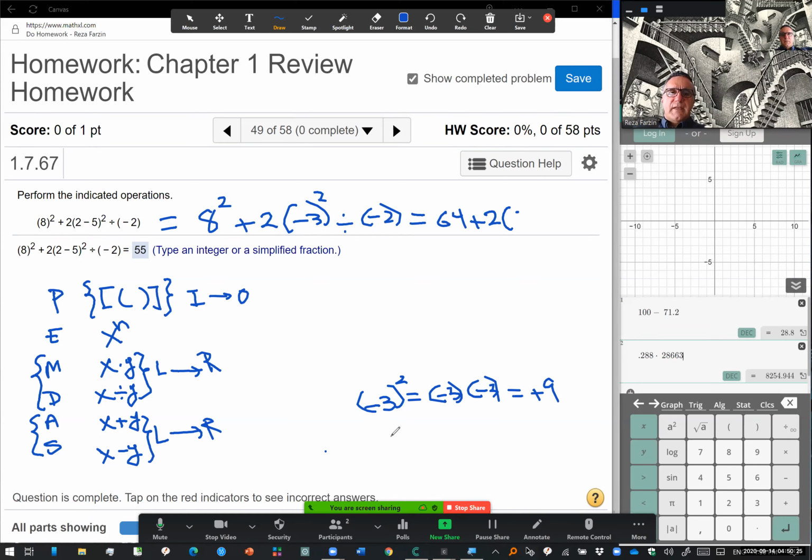But if the negative was not inside the parentheses, here the base is only going to be 3. The negative is just going to carry. So here you'll get negative 9, okay? So big difference again between this expression, quantity -3 squared, and this expression, -3 squared.